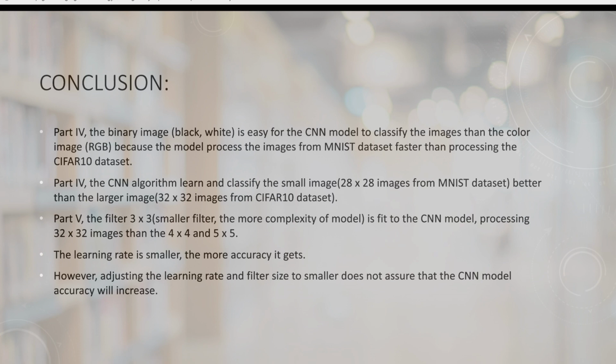For the last part, the 3 times 3 filter fits the CNN model that processes 32 times 32 pixels better than the 4 times 4 and 5 times 5 filters. Let's say the smaller the filter, the more complex the model and the higher the accuracy. By theory, the smaller the learning rate, the more accurate it gets. However, adjusting the learning rate and filter size to smaller does not ensure that the CNN model accuracy will increase.